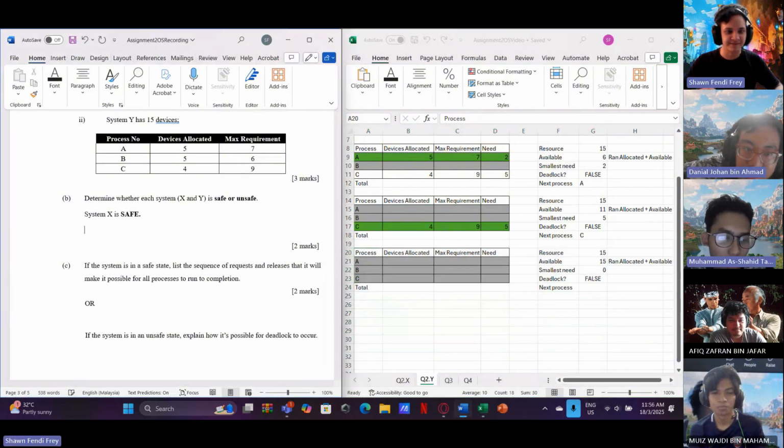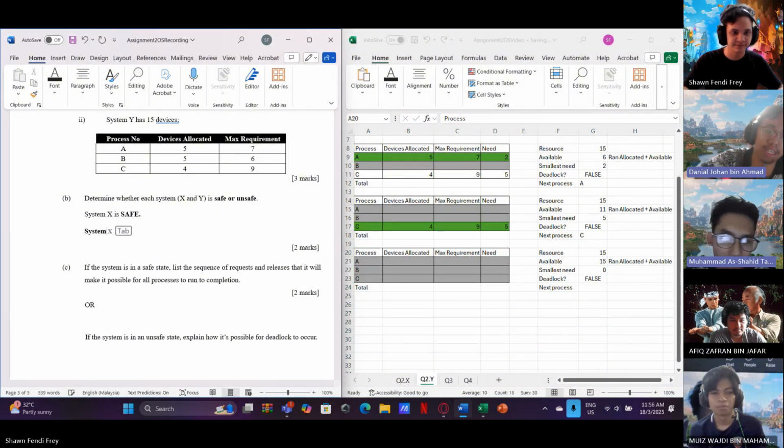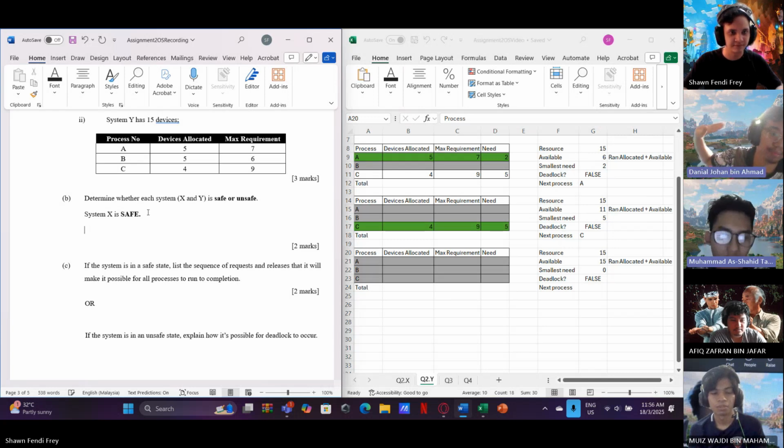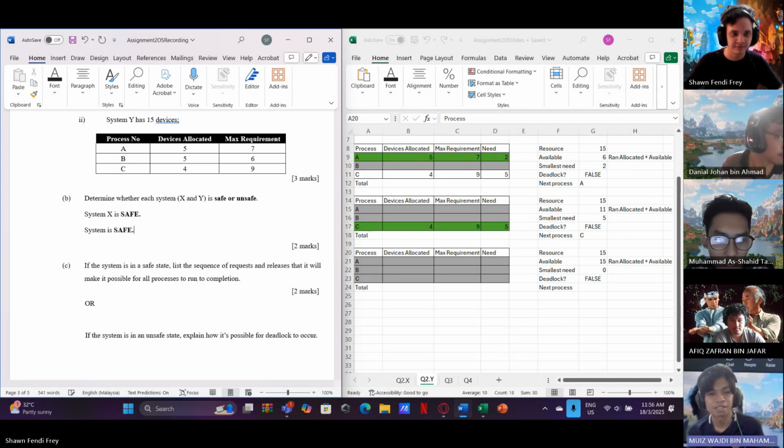Because we've done the B1, does the system, system Y, is it safe or not? Yeah, it is safe. The system Y is safe, because like before, deadlock doesn't occur. So we can conclude that system Y is definitely safe.